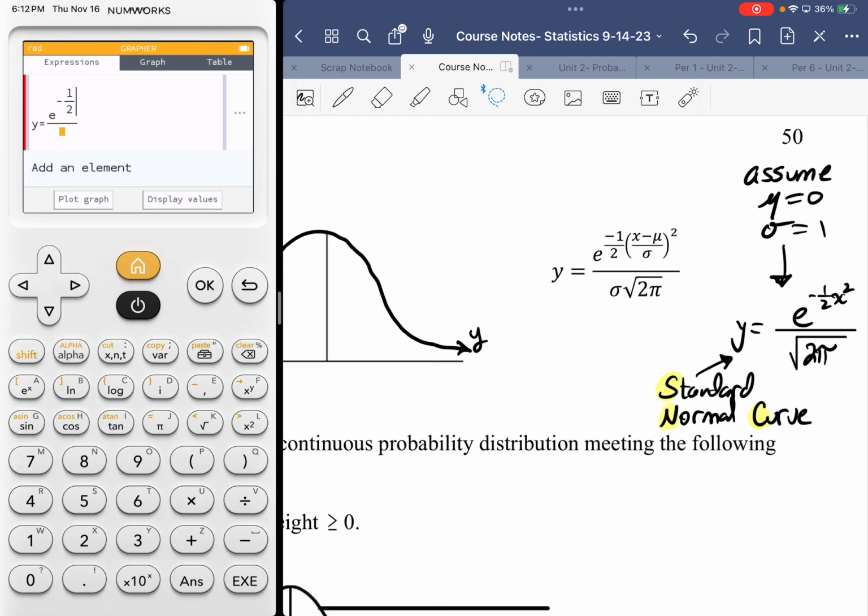Then I'll put in the X. The XNT key is what brings up the X. You could also, for any letter that you want to access, get it by hitting alpha and then whatever the key is. It's kind of weird.